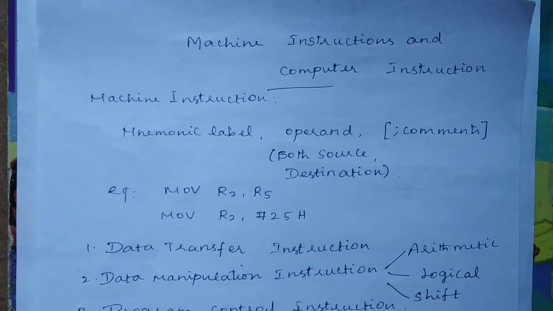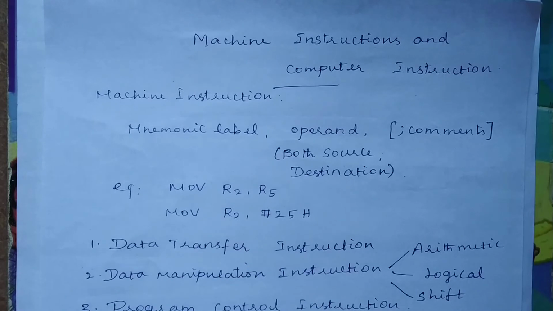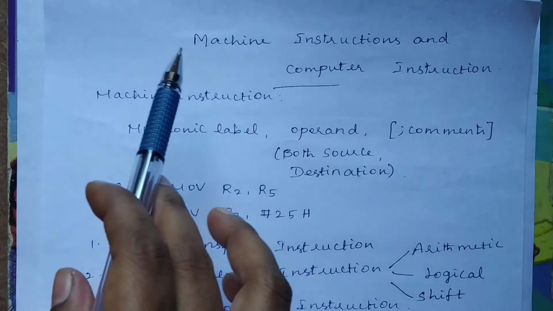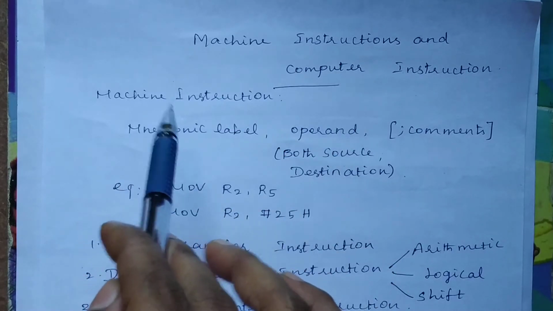Hello everyone. In this video, we're going to discuss machine instruction and computer instruction. Basically, the computer will perform all the operations only when we give an instruction. Only through instructions can we perform all the computer operations. Here we're going to discuss what is meant by machine instruction and what actually a computer instruction is.